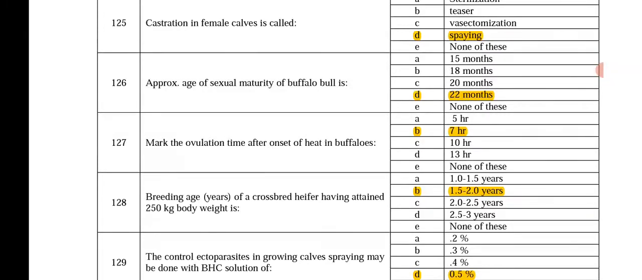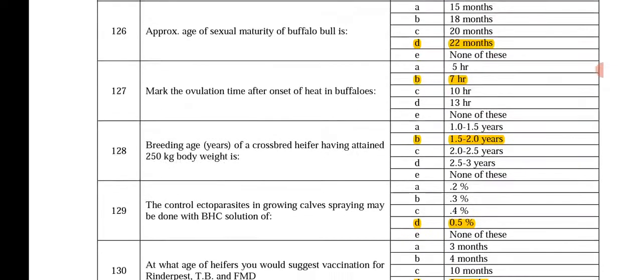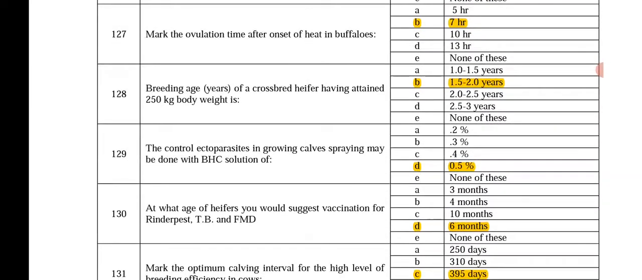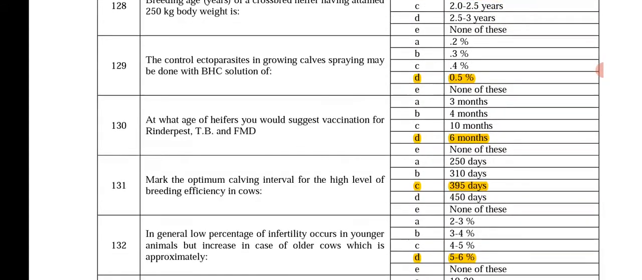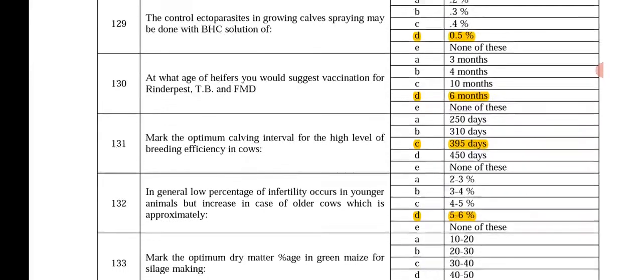Breeding age of crossbred heifer having attained 250 kg body weight is 1.5 to 2 years. To control ectoparasites in growing calves, spraying may be done with BHC solution of 0.5%. At what age of heifers would you suggest vaccination for rinderpest, tuberculosis and foot and mouth disease? 6 months. Mark the optimum calving interval for high level of breeding efficiency in cows: 395 days.